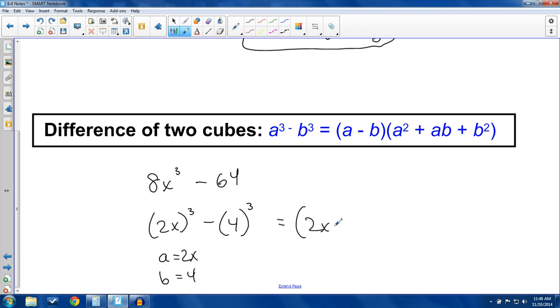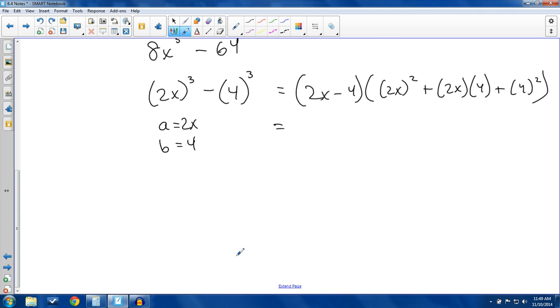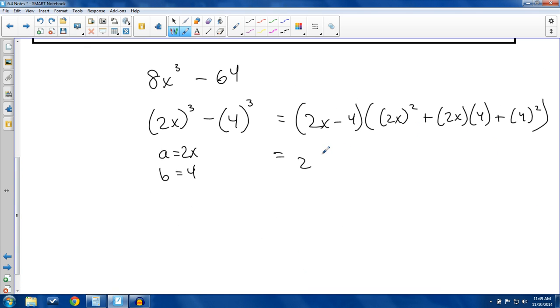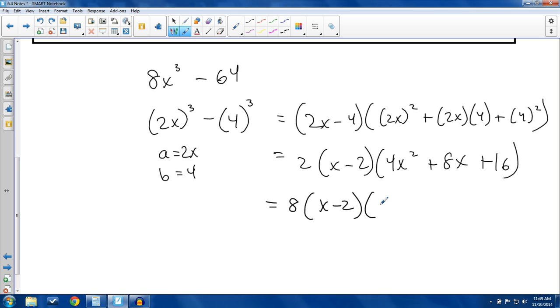This reduces to a minus b times a squared plus ab plus b squared. That becomes, I can actually factor out a 2 from here as well. So this becomes 2 times x minus 2 times 4x squared plus 8x plus 16. And notice I can factor a 4 out of here as well. So that becomes 8, 4 times 2, times x minus 2 times x squared plus 2x plus 4.